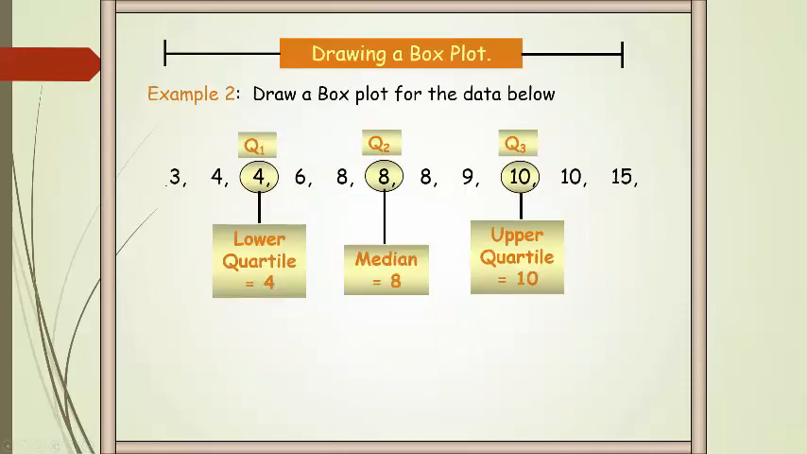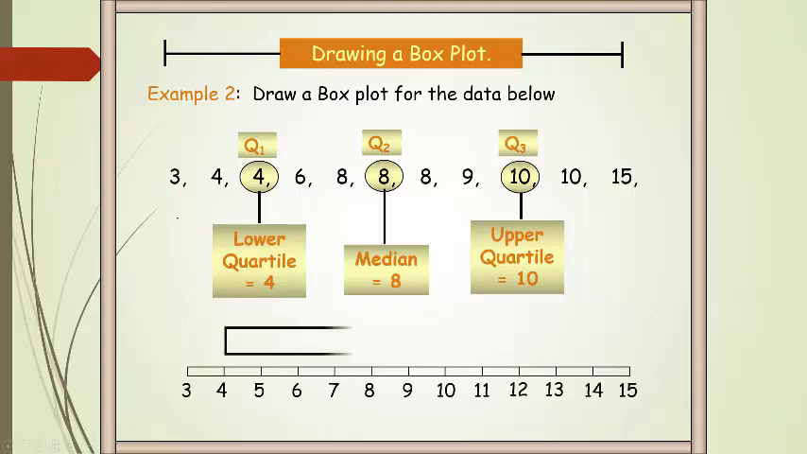So again, set up your number line from 3 to 15. Draw the box from the first quartile to the third quartile. Then embedded in here, you're going to put the median, and then a whisker down to the minimum value and a whisker up to the maximum value. And you can see here that I've got the minimum, quartile 1, quartile 2, quartile 3, and the max value in my data set. Very, very easily.